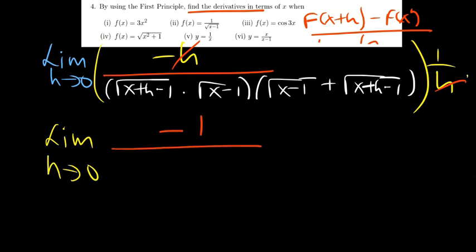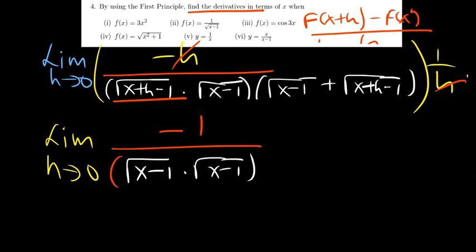Now let's distribute this, the h approaches 0. So wherever we have h, we're going to put a 0. So that part in the brackets, we're going to remain with root of x minus 1. The h has disappeared. And then multiply by root of x minus 1 as it is. And then the next part in the other brackets, it will remain as it is, plus the h will also disappear there, remain with root of x minus 1.